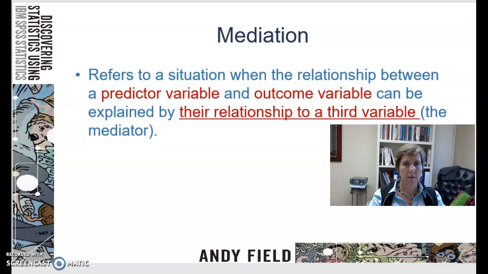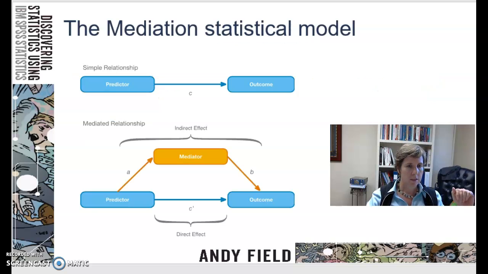All right, so it's a little bit different from moderation, because in this case it's the predictor variable and the outcome variable that have a relationship with that third variable. So let's just have a look here, and Andy uses this example. So here we've got a simple relationship. We've got your predictor variable, and then you've got an outcome.